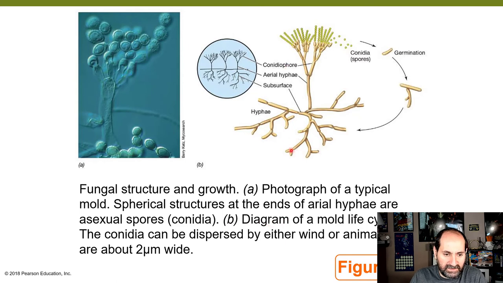In B, you can see a diagram of a mold life cycle. The conidia can be dispersed by either wind or animal. So you see here the conidiospores disseminate by wind or animal. They settle somewhere and germinate. That means the outgrowth. Then the cells are filamentous and they grow with hyphal morphology. The hyphae can then grow and form a mycelium. And then you can have aerial hyphae with conidiophores and conidiospores. And again, to repeat the fungal life cycle.